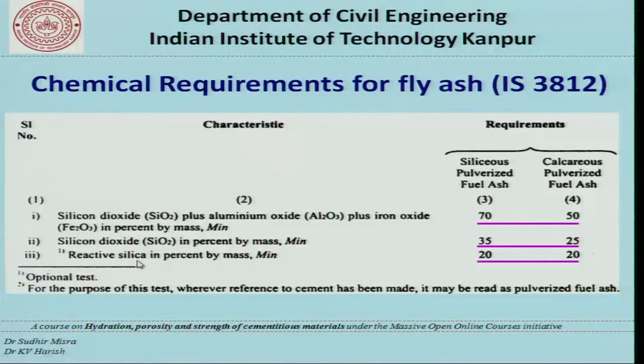So what is important here is that reactive silica is also mentioned by Indian standards, and it should be 20% at a minimum if it is for a siliceous fly ash. If it is for a calcareous fly ash, it should be 20% at a minimum. So the code emphasizes that it is not enough if you merely have fly ash, we have to make sure that there has to be some reactive elements in fly ash.